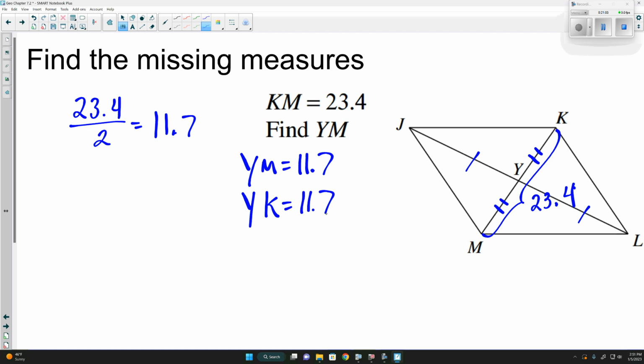Do we know what YJ is? Well, no, we don't have any reference to the other diagonal, because we would need to know YJ, YL, or LJ. We would need to know one of those segments. The problem itself just asks for it, but since it's the same as YM, not that much extra. Questions on this here?